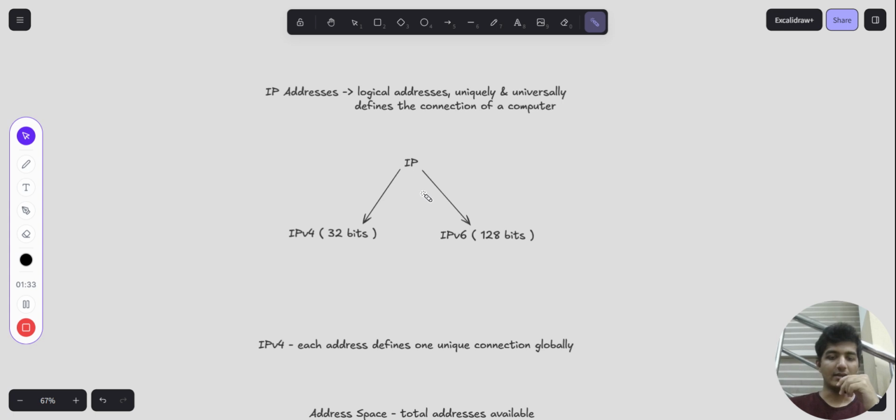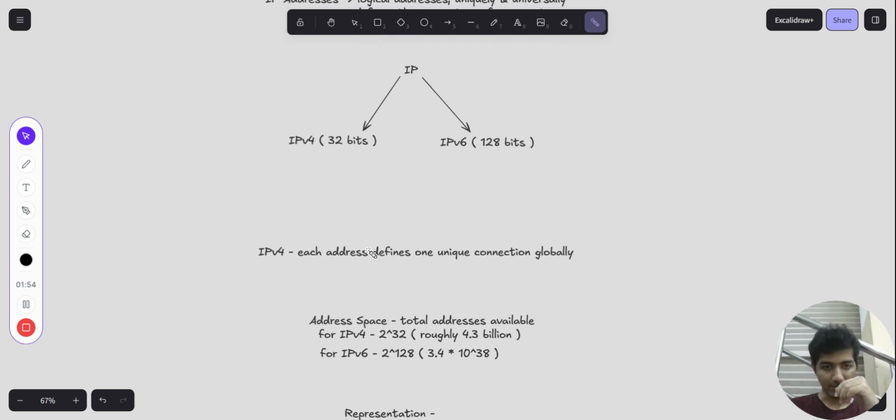So there are a bunch of versions of the IP protocol. Two main ones that we need to concern ourselves with are IPv4, version 4, and IPv6, version 6. IPv4 is only 32 bits, and IPv6 is 128 bits. And we'll see why this is important later on.